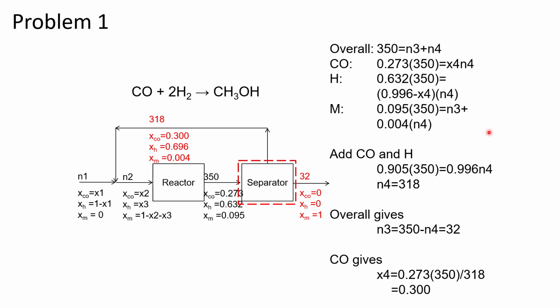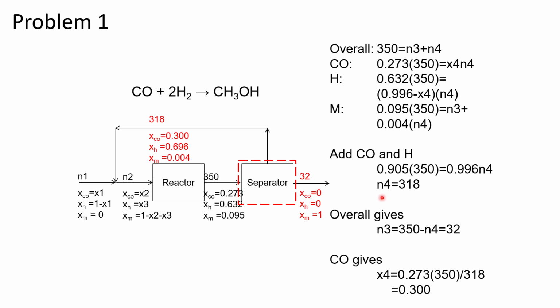This next slide shows those 4 equations reproduced here. What we're going to do is add the CO and the hydrogen balance. If we do that, we add the terms on the left-hand side. We have 0.273 times 350 plus 0.632 times 350. If we add these 2 fractions together, we get 0.905 times 350. That's going to be equal to the sum of what's on the right-hand side. We have 0.996 times N4. Then we have a minus X4 N4 when we distribute the N4 across the parentheses. When added to the CO balance, this X4 N4 cancels that X4 N4. So all we're left with is 0.996 N4.